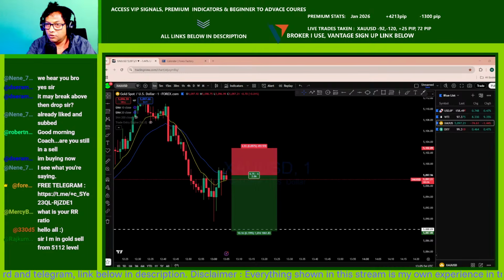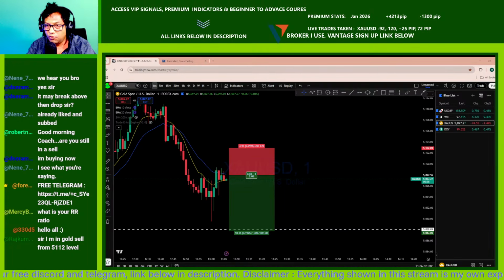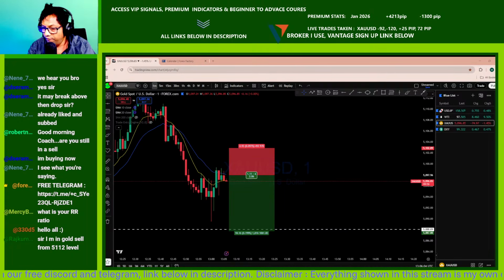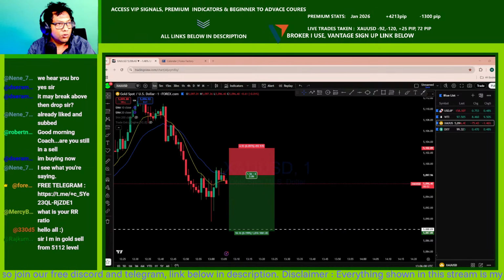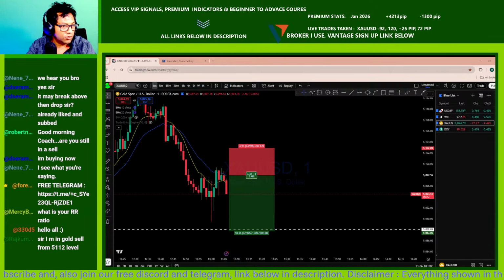So the stop loss here I will be placing at 5102.89, a very small stop loss. Take profit target will be set at 5087.80, and it's a falling market now, so we are selling in the direction of the trend. And I'm short on gold again, another one.